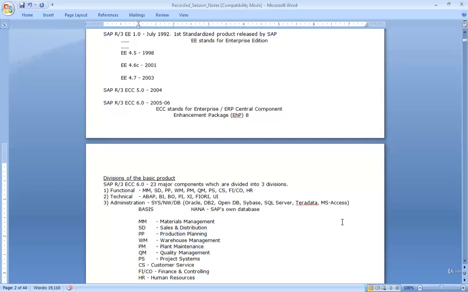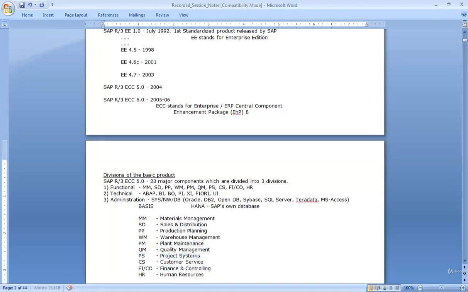QM, quality management, used for handling all the quality related aspects. PS is project systems, those companies that carry out activities in different projects, project based, particularly the infrastructure companies, real estate companies, they use the project systems to group different activities of a specific nature together. CS customer service, every company requires this component to ensure that they provide the best possible customer experience. FICO, finance and controlling, used for your basic accounts and cost center accounting. HR, all the human resource activities. So these are some of the major components in functional.